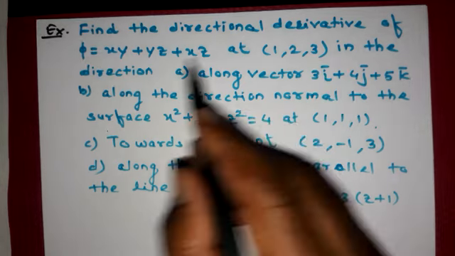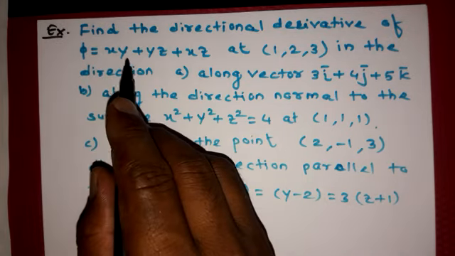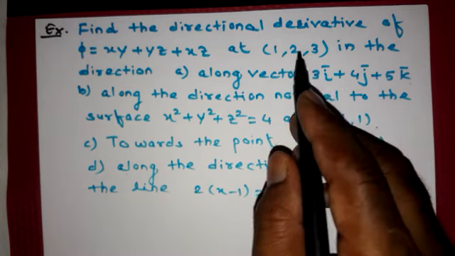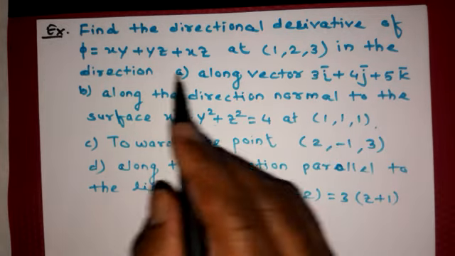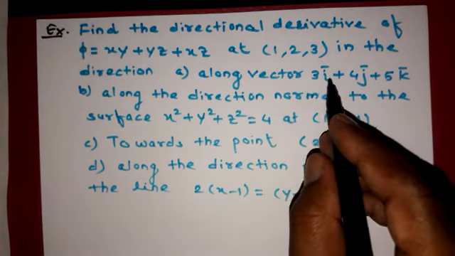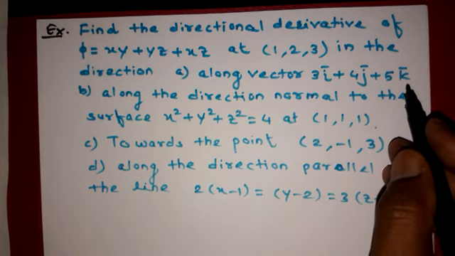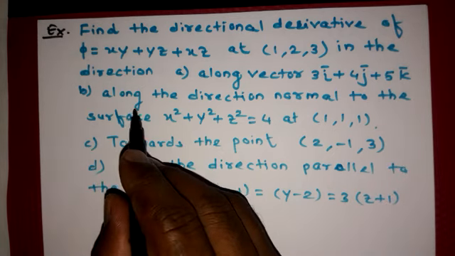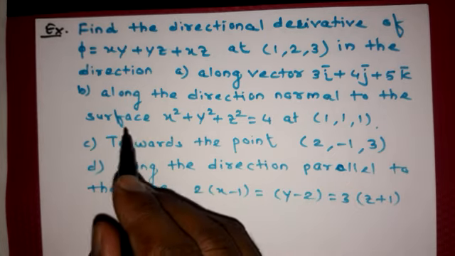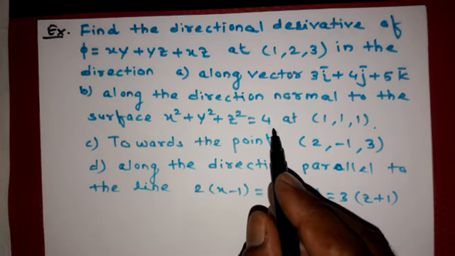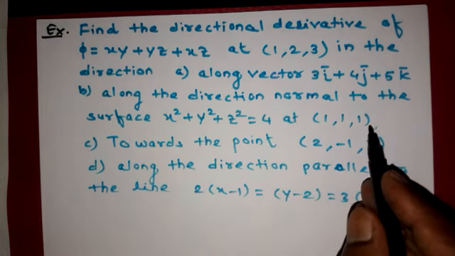Find the directional derivative of phi. Phi is equal to xy plus yz plus xz at (1, 2, 3) in the direction. First question is along the vector 3i bar plus 4j bar plus 5k bar. Second one is along the direction normal to the surface x square plus y square plus z square equal to 4 at (1, 1, 1).